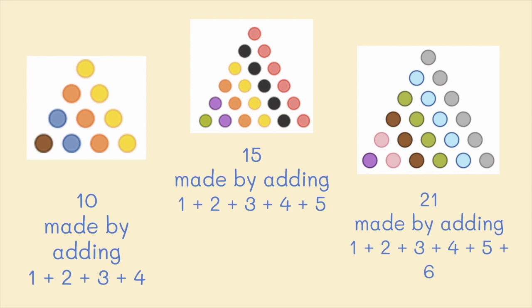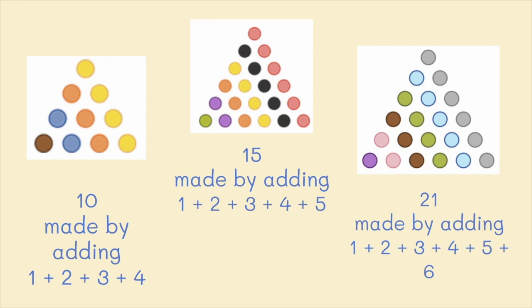Then after 6, we take that, so we've added 1 plus 2 plus 3, and this time we're going to add 4. And if you add those all together, that makes 10. So we've got 10 dots all together. The next triangular number is made by adding 1 plus 2 plus 3 plus 4 plus 5, and that's 15.